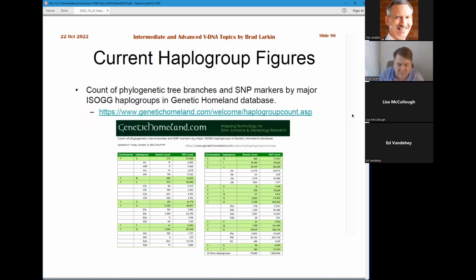So at Genetic Homeland, we post a summary page of how many branches and markers we found in each major haplogroup here, just for general information. Part of the reason we do this is because our focus now is on trying to build out and collect the trees for all the other haplogroups. Because what we're really doing is trying to establish the tree of mankind. And so we're trying to make haplogroup O grow because a lot of Chinese are haplogroup O. We know that should be bigger. And so this kind of counts our progress.